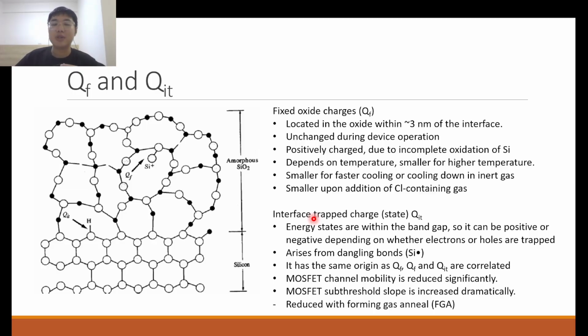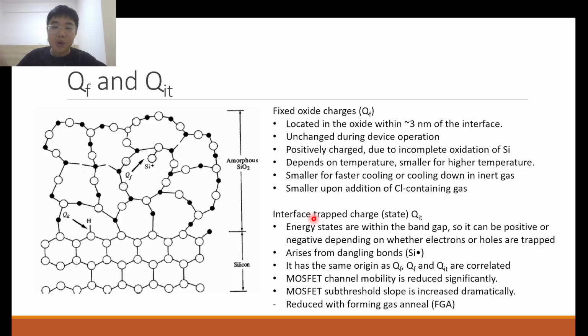And at the same time, it also degrades other device performance, such as the subthreshold slope of the device, because you can think, now with these traps, I need to apply a greater increase in voltage to achieve the same increase in current, because some of my electrons get trapped along the way, right? So that will increase the subthreshold slope.